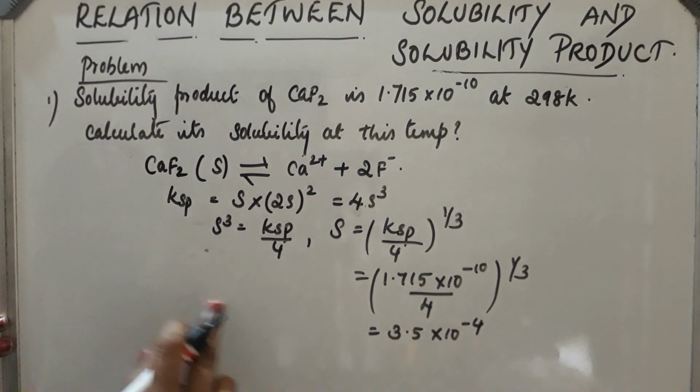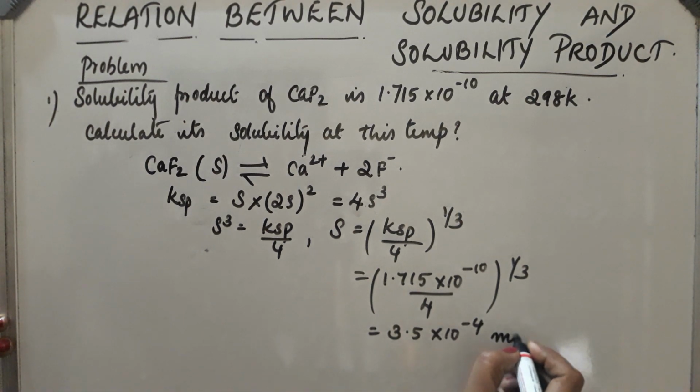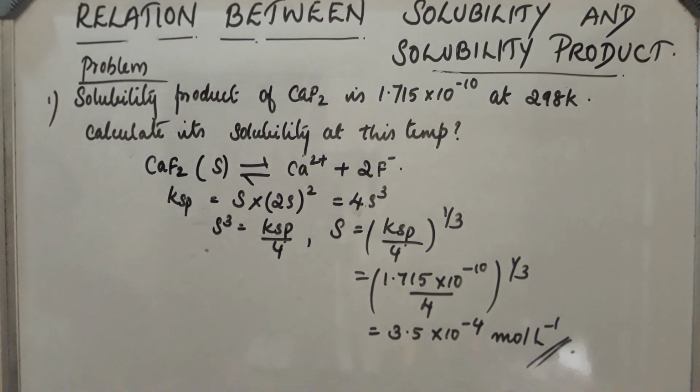What is the unit of solubility? Mole per liter. This will be the answer. Like this, we can find the solubility or molar solubility of a particular salt if the solubility product is known. It's a constant value, so if it is known, we can calculate the solubility.